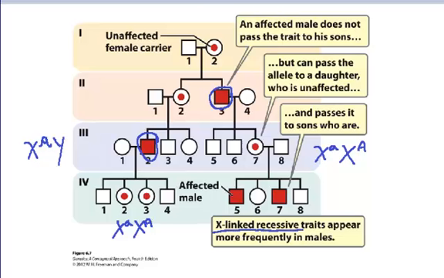Now, if the father is showing the trait, you know that all the daughters are going to be obligate carriers, because the only way they're going to be girls is by inheriting that X chromosome from the father, and the X is what's causing the trait. Okay, so these are going to be obligate carriers.